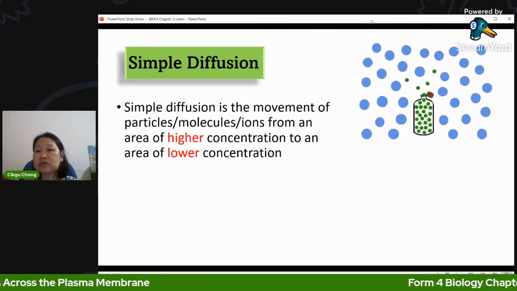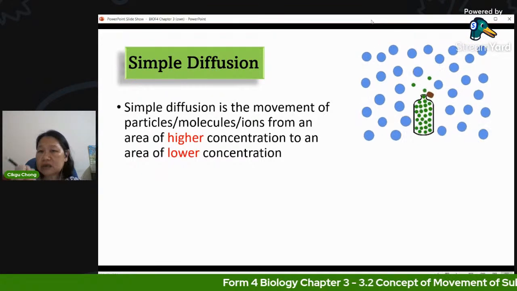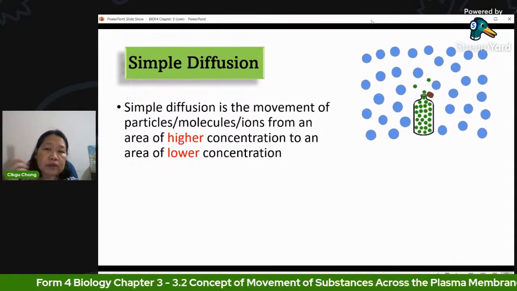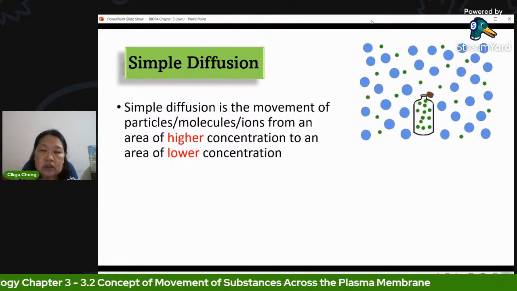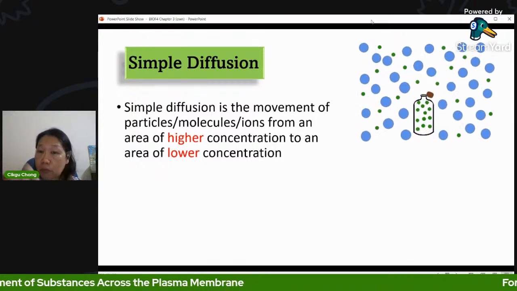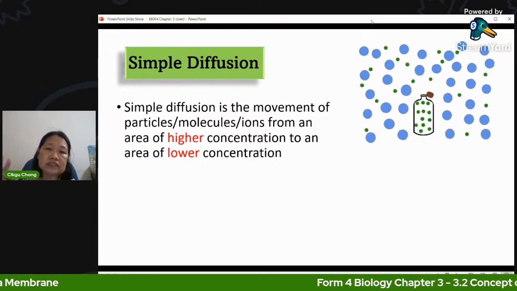So this molecule, you can see the picture, the animation here. The green particles which were inside the bottle, when you open the bottle, these molecules will try to move out, we say diffuse, from a region of more, which is inside the bottle, to a region which is less, which is outside the bottle.